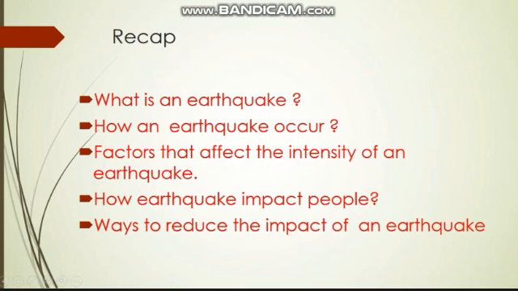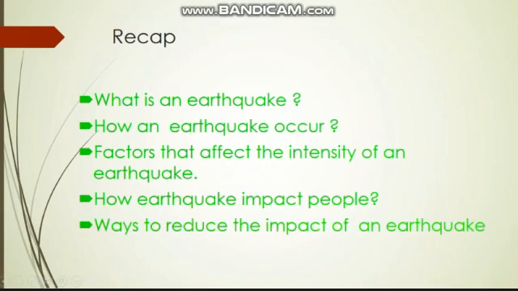What are those factors? These factors include population density, distance from the epicenter, and the building material, and they can also include magnitude, and I think magnitude is the most important factor. How do earthquakes impact people? After the earthquake, we will face disruption of services, destruction of property, loss of life, and landslides.